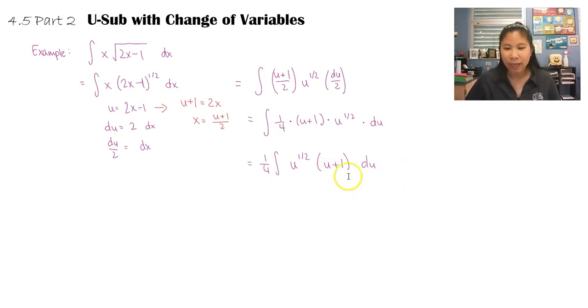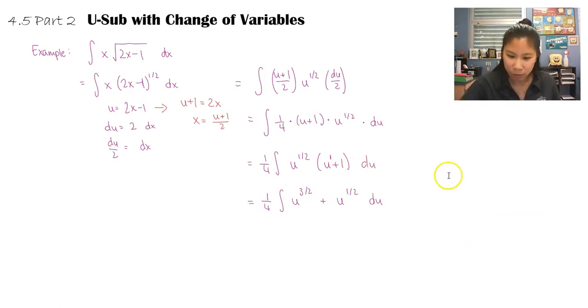Okay? And then to make this easier to integrate using the power rule, I'm going to distribute my u to the 1/2. That way I have everything in terms of exponents. So u to the 1/2 times u is really u to the first power, so the exponents add to give me u to the 3 over 2 power, plus u to the 1/2 distributed to the 1 is u to the 1/2. And so now I have two terms that can just use the power rule to integrate.